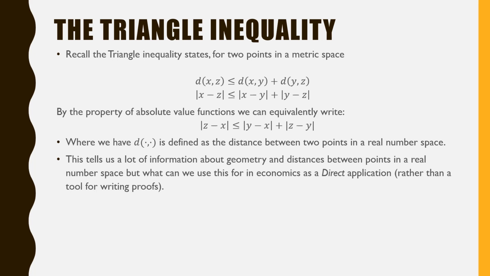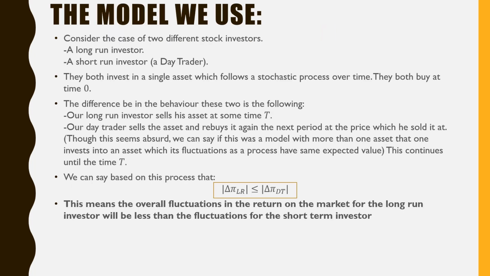But what can we use this result for as a direct application, rather than a tool for writing proofs, in economics? So in terms of having a model to illustrate this use, consider the case of two different stock investors, a long-run investor and a short-run investor. The short-run investor could be thought of as a day trader. They both invest in a single asset which follows a stochastic process over time, and they both buy it at time zero. The difference between the behavior of these two individuals is the following.